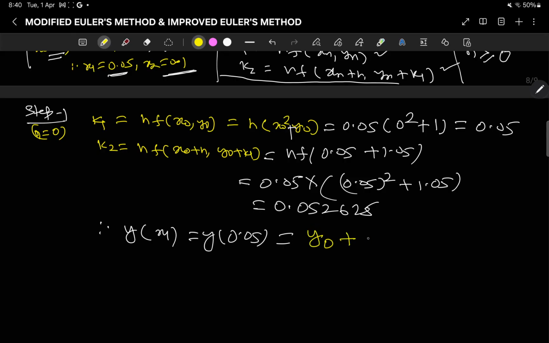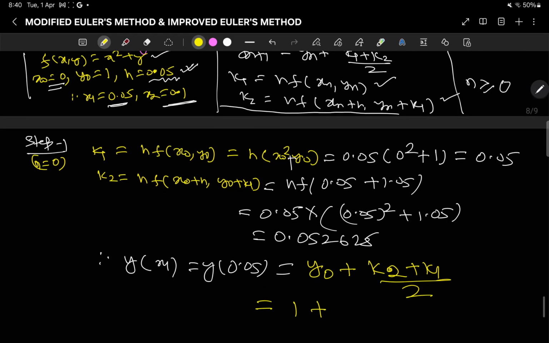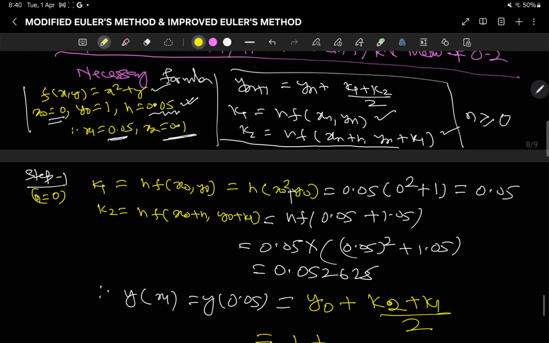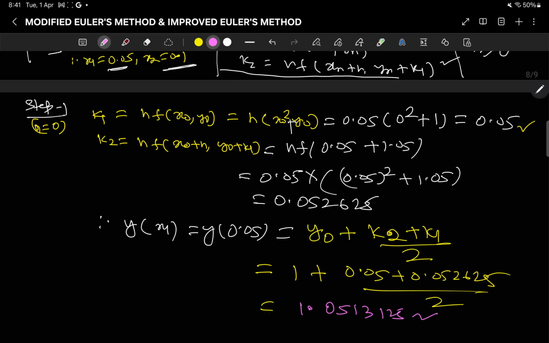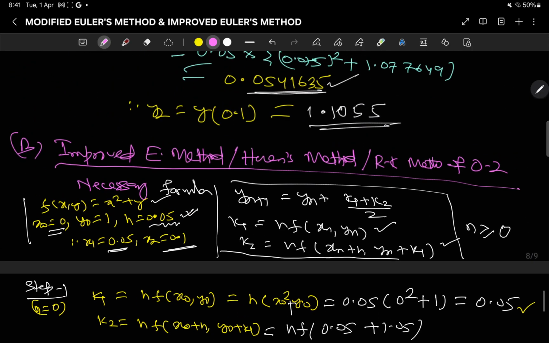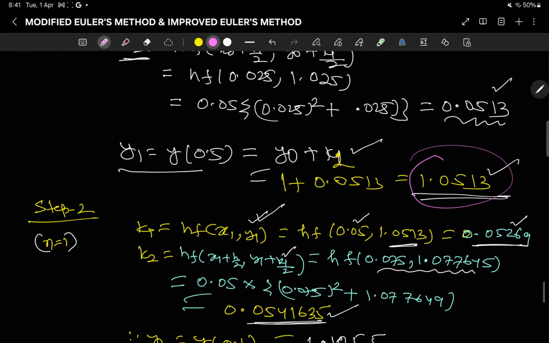Therefore y(x1), that is y(0.05), by this method is y0 plus (k1 plus k2) by 2. So y0 is 1 plus (0.05 plus 0.052625) divided by 2. If I simplify it, it will be 1.051325. If you take it up to 4 decimal places, it is 1.0513. So you see this y1 agrees with the earlier y1 also, right?